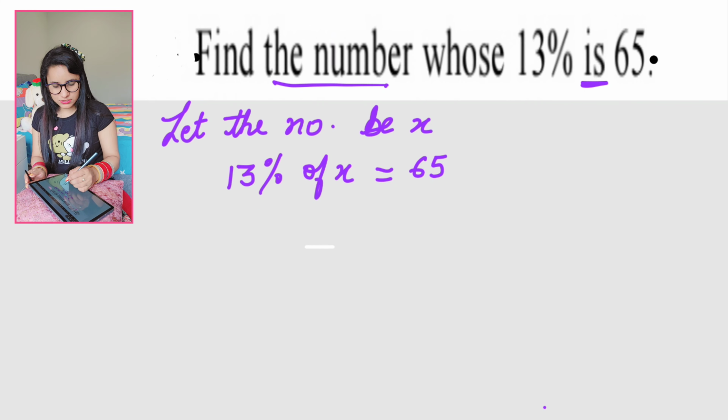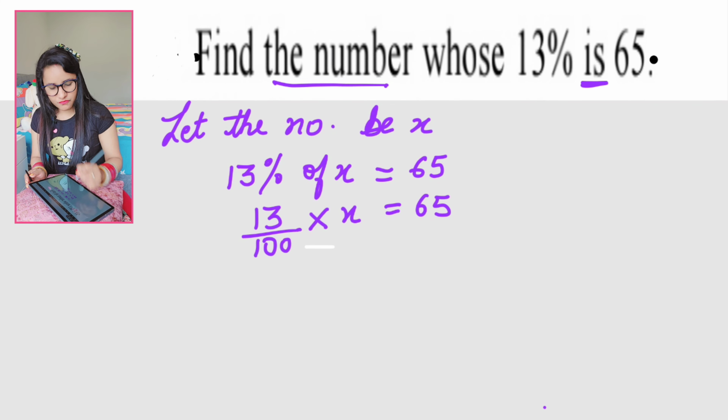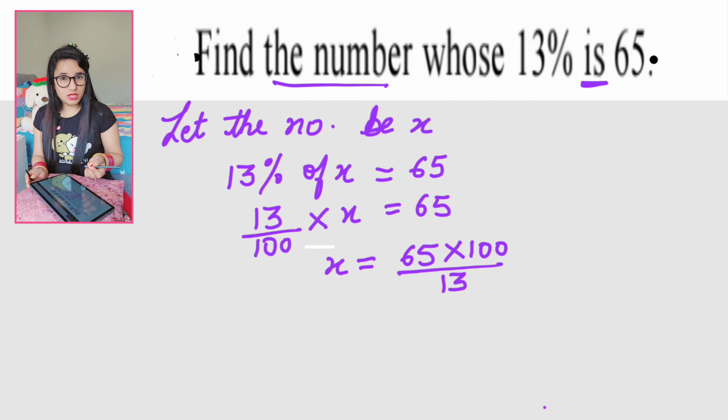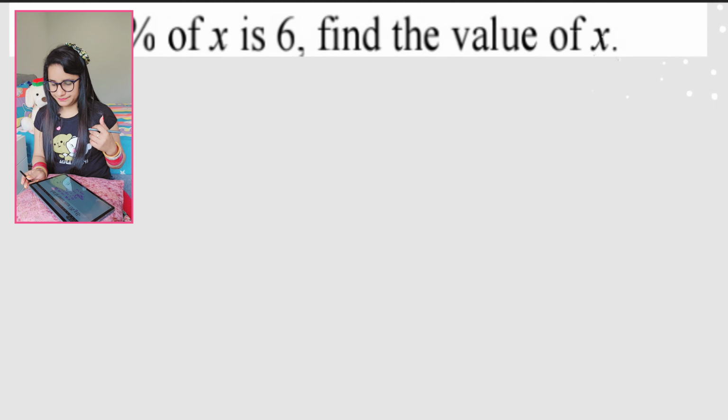So I hope you can solve this now. 13% means, percent means upon 100. Of means into, x is equal to 65. Now you just have to do cross multiplication. x is equal to 65 into 100 upon 13. So see how easily you got the cross multiplication. And if you know the table of 13, you will know that it is 5 times, right? So x is equal to 5 into 100, that is 500. Here you go, your number.